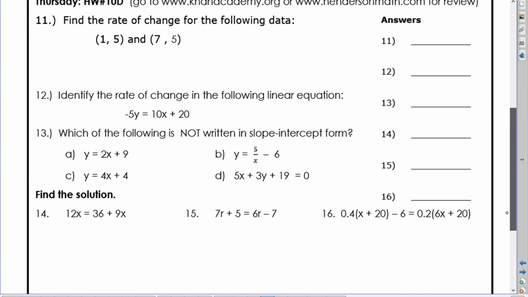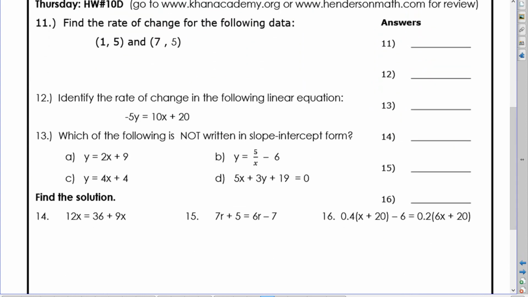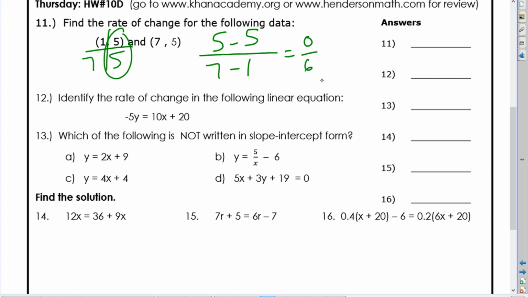All right, last box. Find the rate of change for the following data. So I have 2 points, and I always start with my y's. So 5 minus 5 over 7 minus 1 is 0 over 6. Now, even though this is correct, you must take a fraction with a 0 and go one step further. If the 0 is in the numerator, then the answer is 0. If the 0 is in the denominator, the answer is undefined. So our answer for letter number 11 is 0.